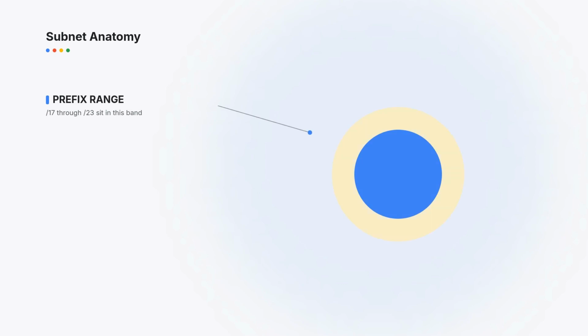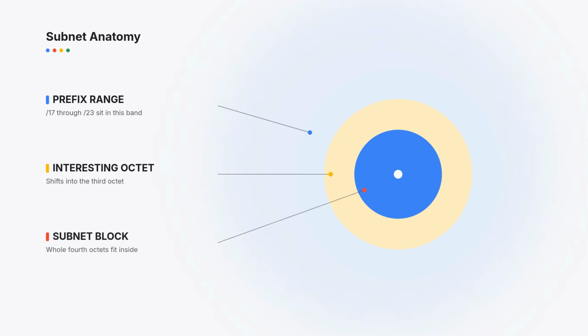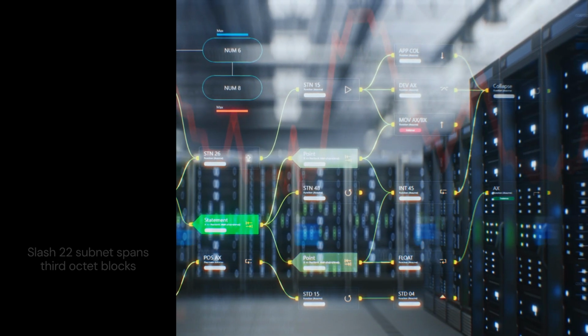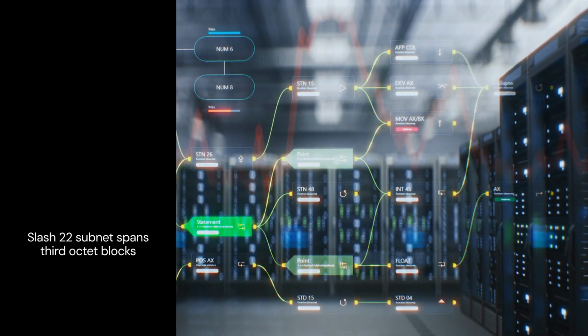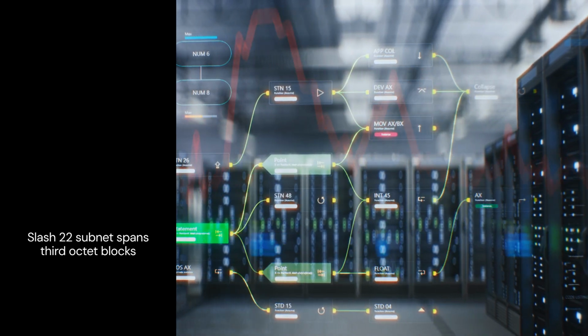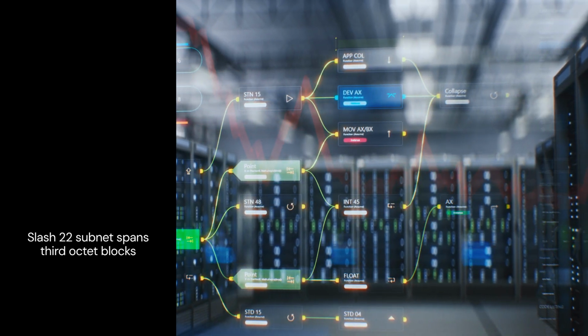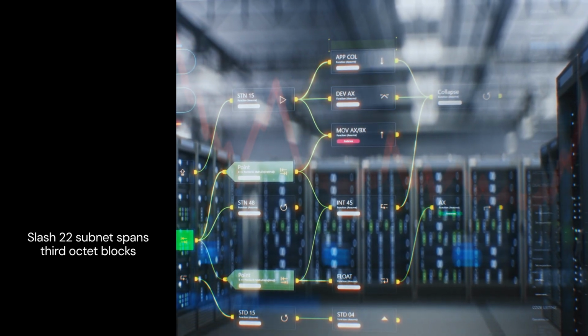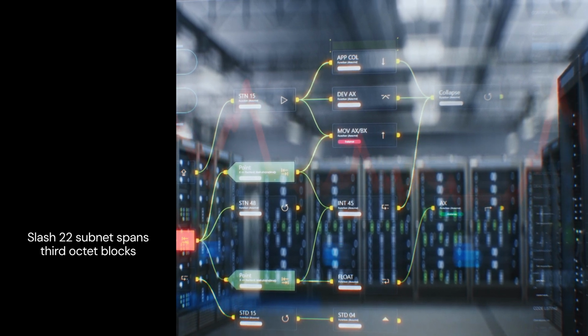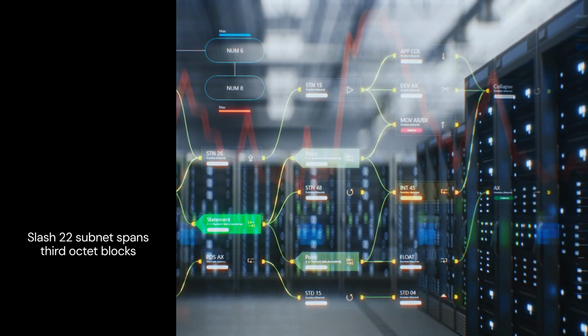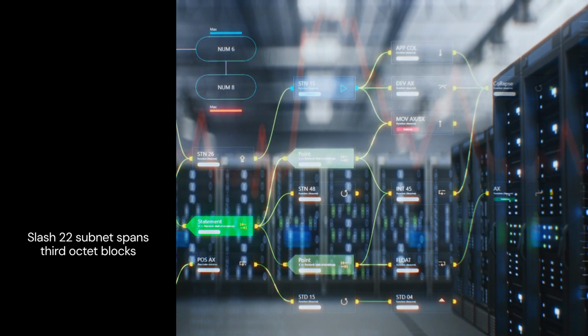For prefixes from /17 to /23, the interesting octet often moves into the 3rd octet. That changes how you count because whole 4th octets now sit inside each subnet block. Take a /22. The mask is 255.255.252.0, so the magic number is 4 in the 3rd octet. A network that starts at 172.16.4.0 runs all the way through 172.16.7.255.